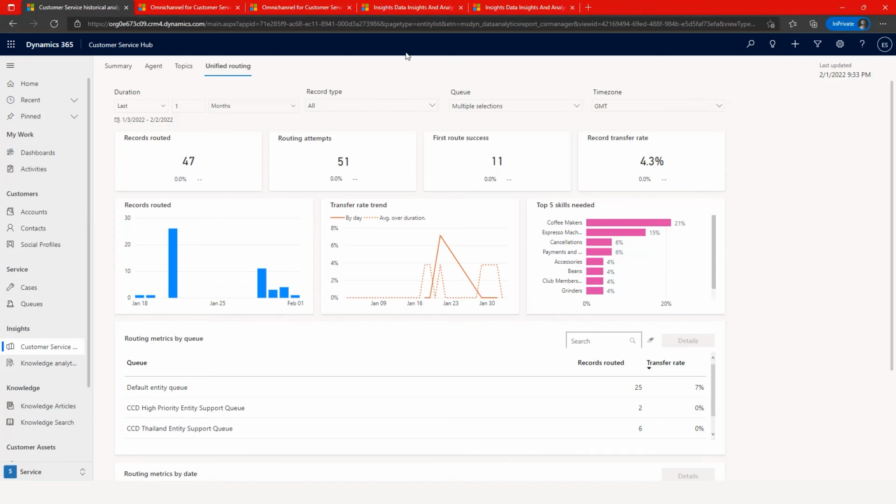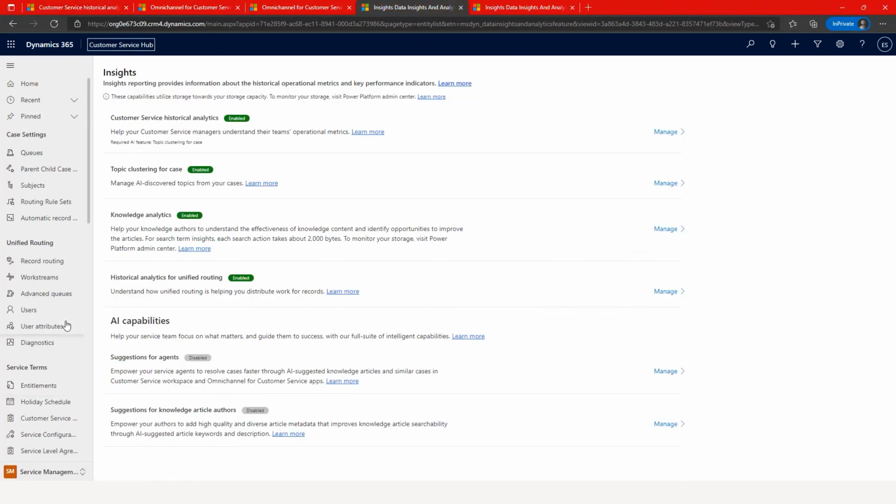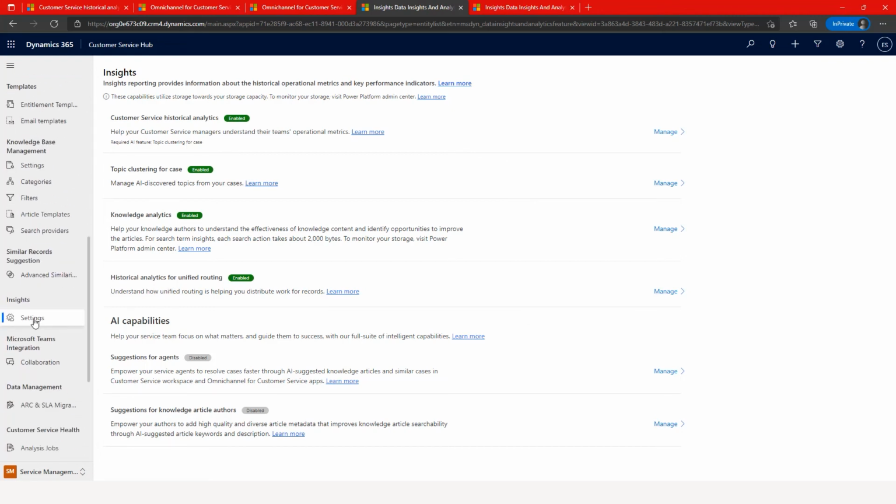Now, the next part is how you can enable these reports. For enabling reports, it's a pretty simple step which Eugene needs to take. She first of all needs to go to the service management area. When you log into Customer Service Hub, you need to go to Service Management area. In Service Management area, you will find that there are insights settings hosted over here. When you click on Insight setting, this page will open up where you will see certain reports which you can consume.